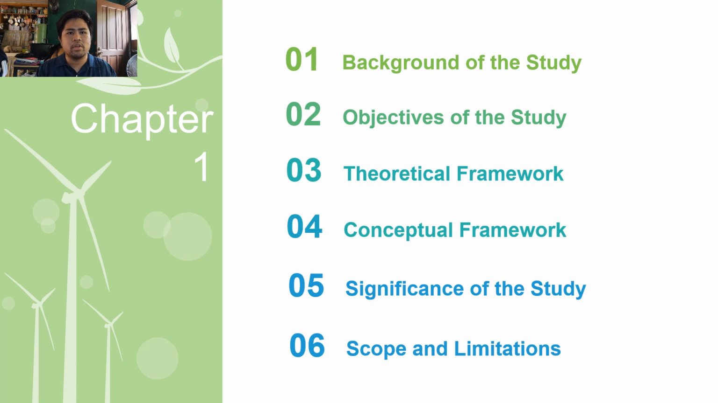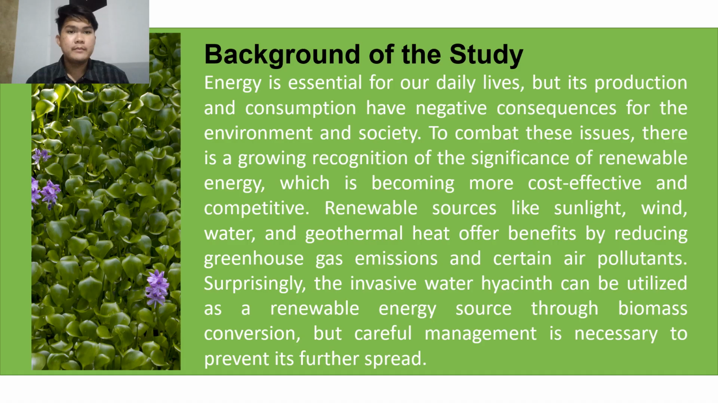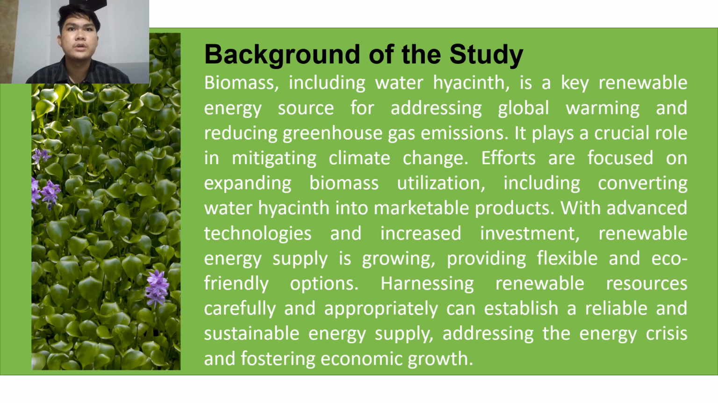The contents of Chapter 1 are as follows. For the background of the study, energy is essential for our daily lives, but its production and consumption have negative consequences for the environment and society. To combat these issues, there is a growing recognition of the significance of renewable energy, which is becoming more cost effective and competitive. Surprisingly, the invasive water hyacinth can be utilized as a renewable energy source through biomass conversion. In addition, efforts are focused on expanding biomass utilization, including converting water hyacinth into marketable products. With advanced technologies and increased investment, renewable energy supply is growing, providing flexible and eco-friendly options.